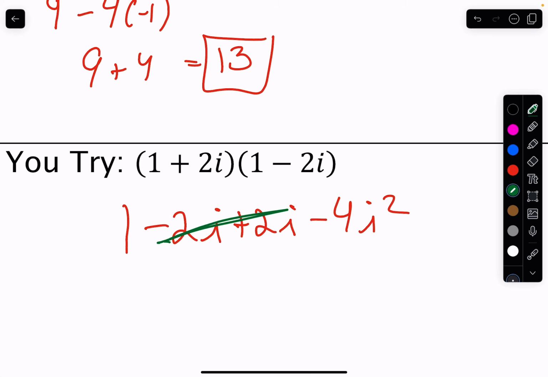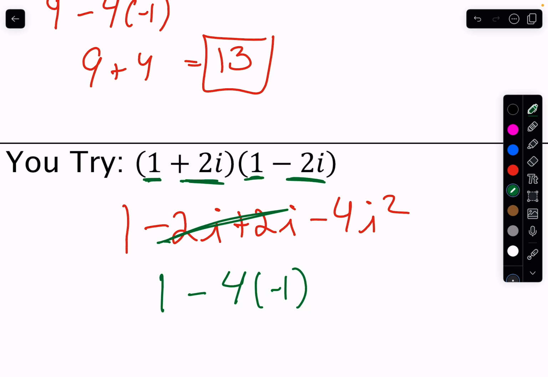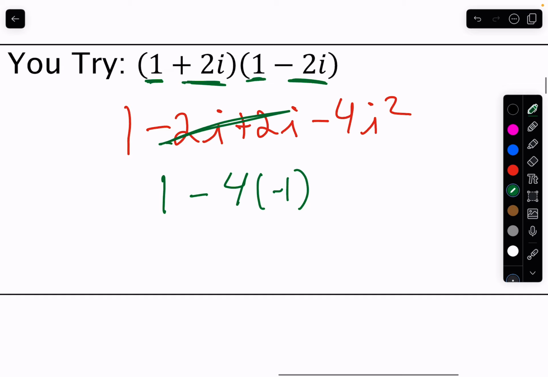You see how the real number part's the same, but the imaginary number part is like opposites of each other? These are called complex conjugates. And when you multiply complex conjugates, what ends up happening is the imaginary part kind of goes away. So we'll talk about that again in another lesson. So we replace our i squared with -1. We've got 1 plus 4, which is going to give us a 5.